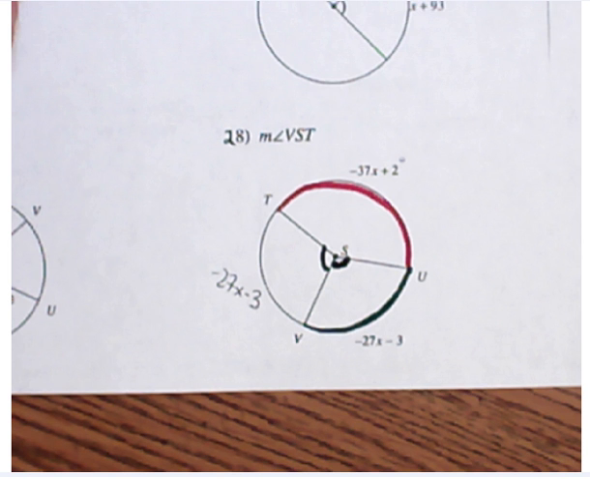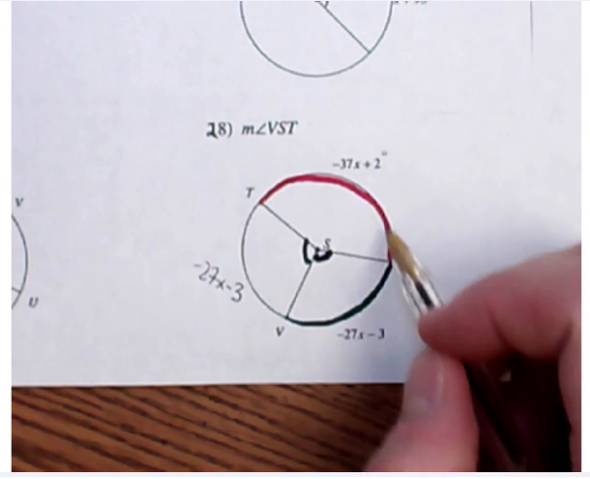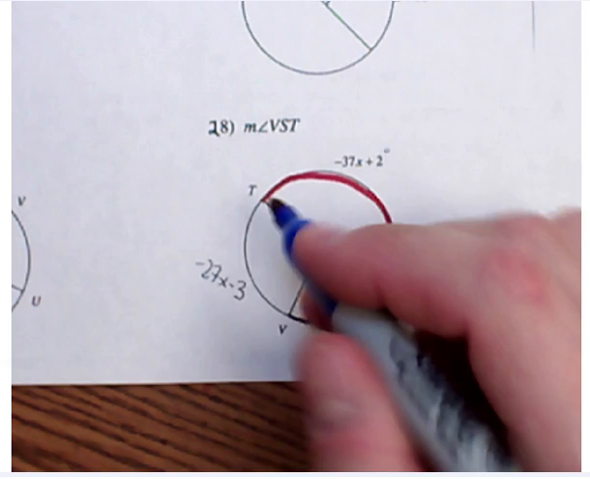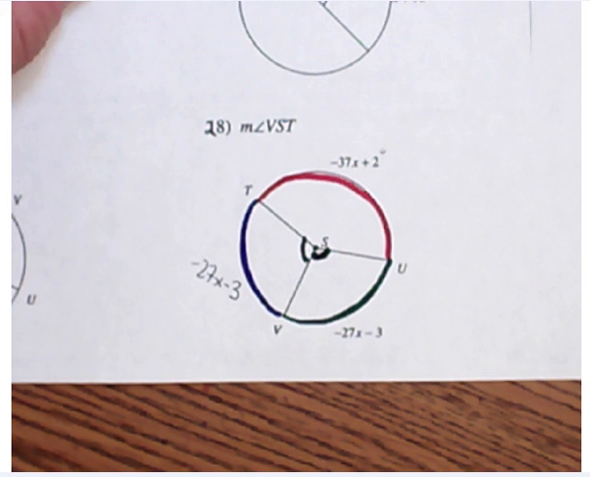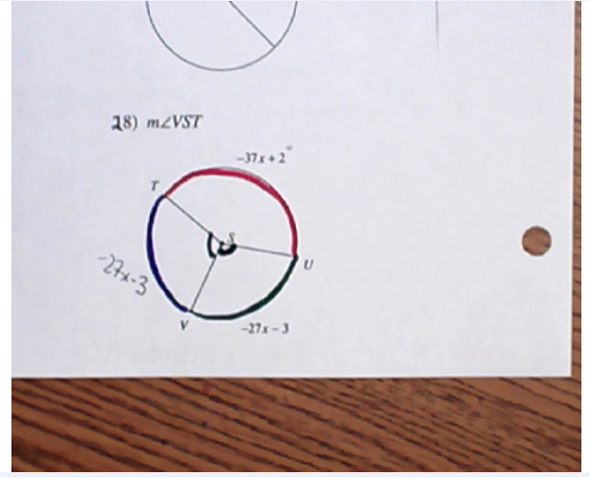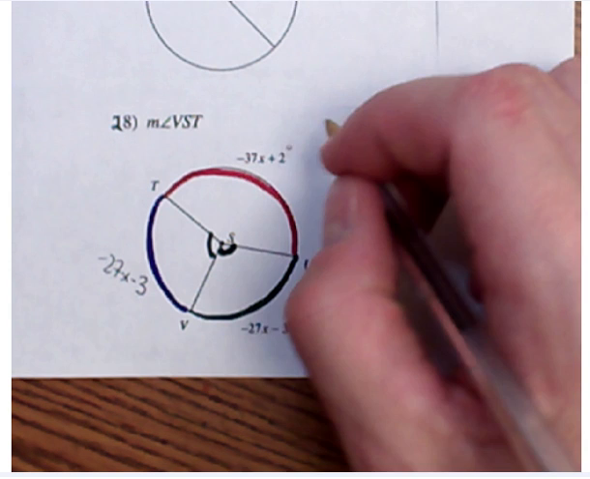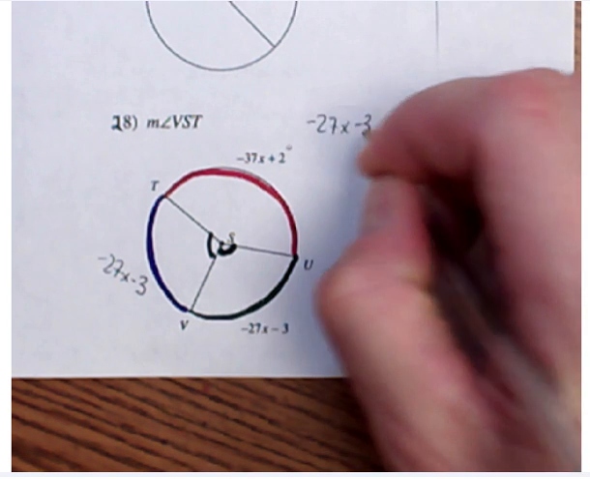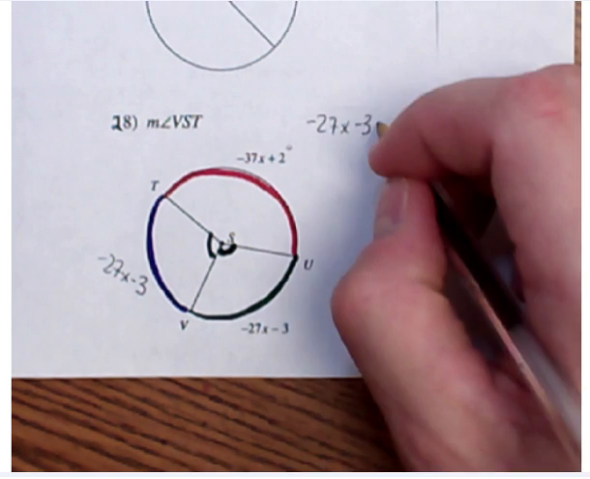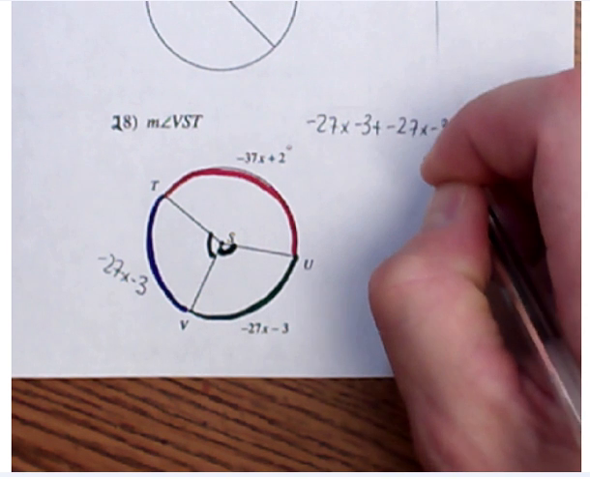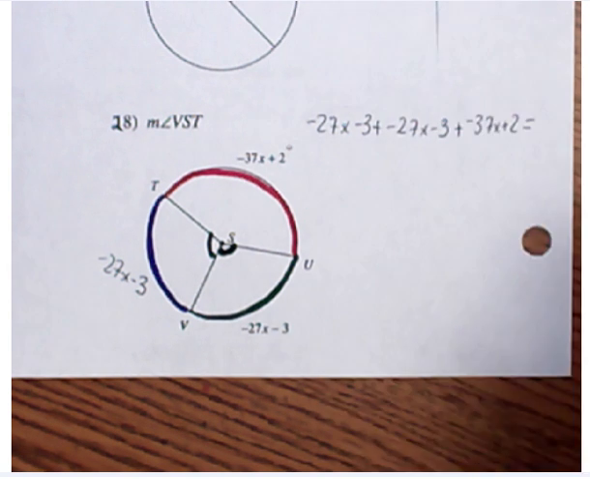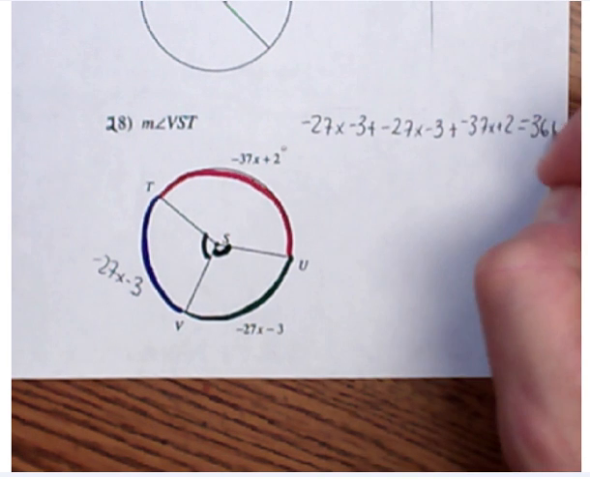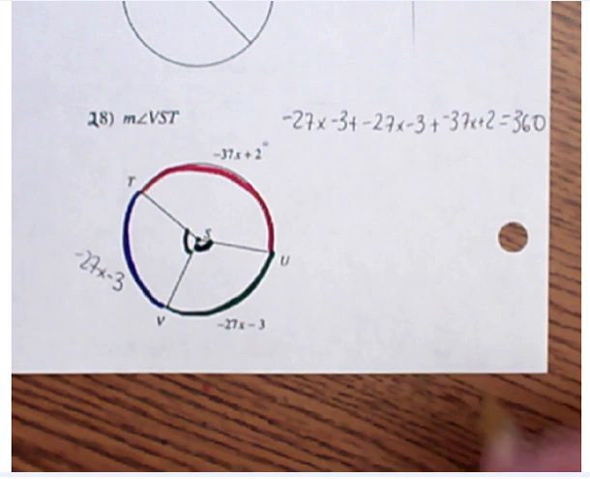All right, so let's see, how are we going to solve this? Well, what do you know about all the arc measures of any circle? Always, the arc measures always add up to 360 degrees. So we're going to do negative 27x minus 3, plus negative 27x minus 3, plus negative 37x plus 2 equals 360. All right, that's a messy equation.